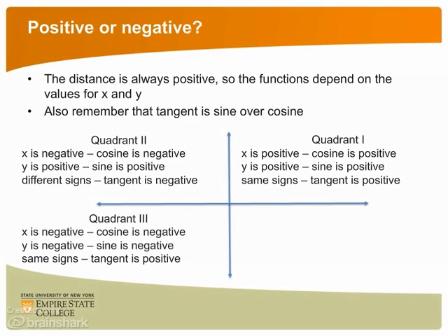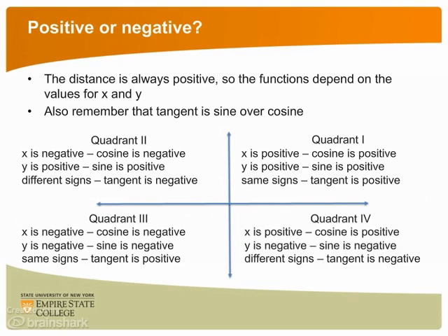In quadrant 3, the x values are negative, so cosine is negative. The y values are also negative, so sine is negative. Because sine and cosine are both negative, tangent will be positive. In quadrant 4, the x values are positive, so cosine is positive. The y values are negative, so sine is negative. Because sine is negative and cosine is positive, tangent is negative.